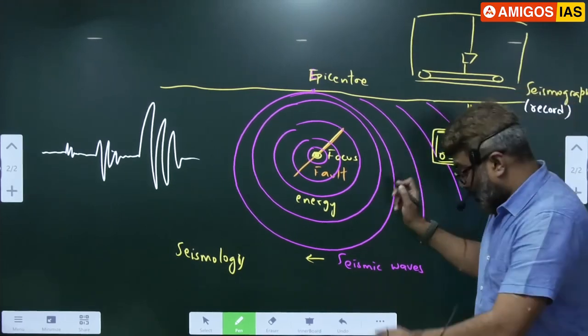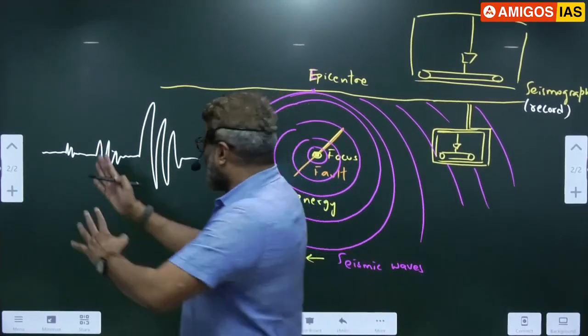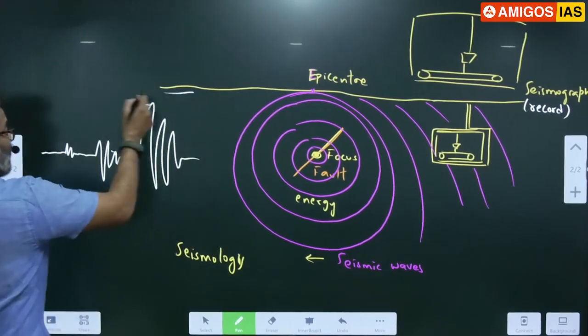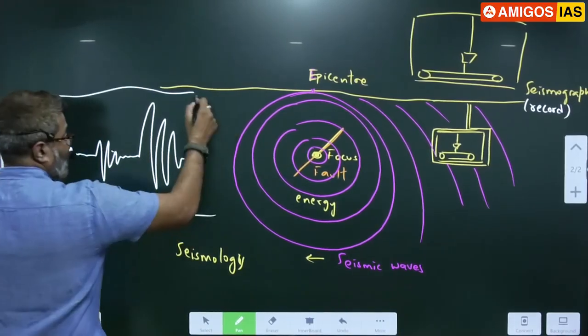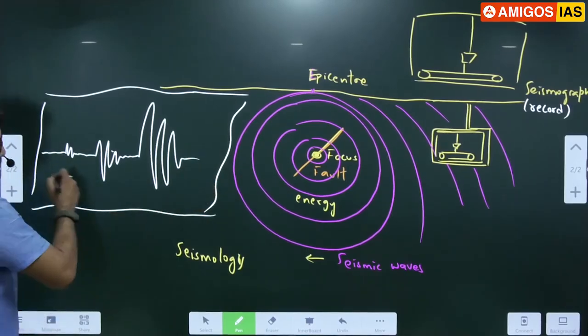So what is recorded now? The earth's vibration is recorded. These are called seismic waves, recorded here. This is the printout. We can cut that paper and remove it. So then we come to know.